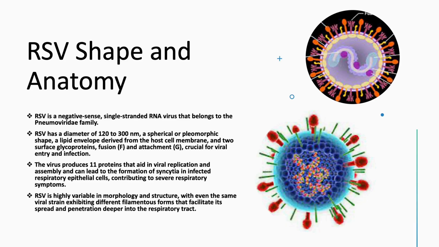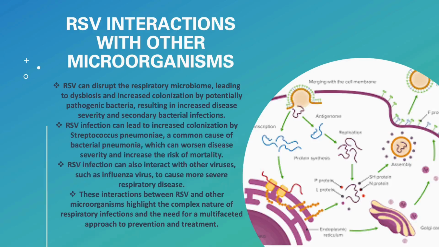RSV is highly variable in morphology and structure, with even the same viral strain exhibiting different filamentous forms that facilitate its spread and penetration deeper into the respiratory tract. RSV can disrupt the respiratory microbiome, leading to dysbiosis and increased colonization by potentially pathogenic bacteria, resulting in increased disease severity and secondary bacterial infections.